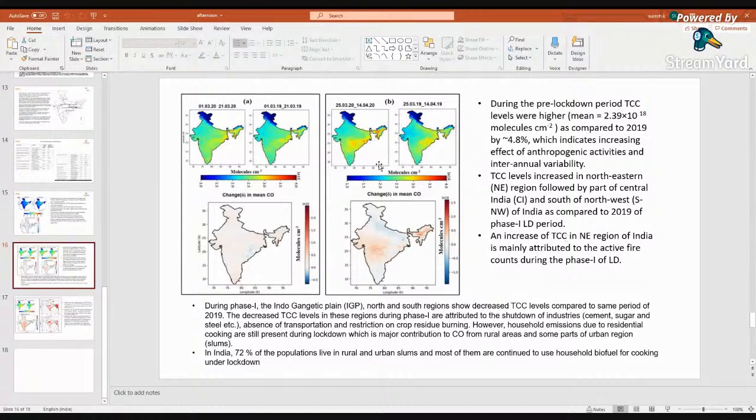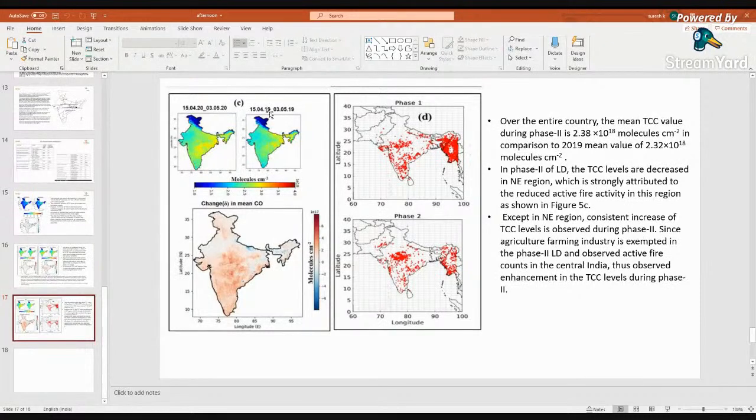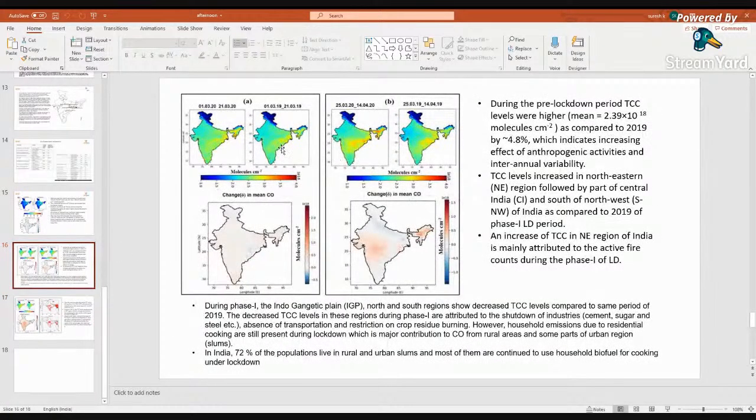The northeast region of India is mainly attributed to fire counts during phase 1 of lockdown. So this A is the pre-lockdown, B is phase 1 of lockdown, and the next slide is phase 2 of lockdown. And these are the fire counts for which we have done the analysis for phase 1 and phase 2. In phase 2 there was a reduction in the northeast part of India, mainly because the fire counts were reduced. In phase 1, you can see more fire counts in northeast India, here, this part you can see. I mean, the high concentrations of carbon monoxide.